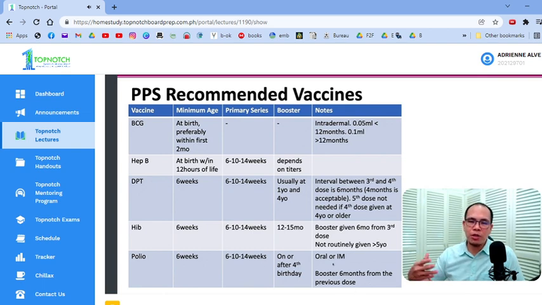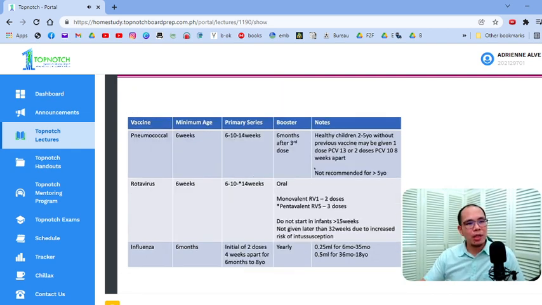Okay? So 6, 10, 14, and then after 6 months, usually nag-booster yan. So in the health center, what do they do? Yung strategy nila, 3 oral, tapos nagbibigay sila ng isang injectable. Pneumococcal like HIB, it's not recommended for more than 5 years of age. For healthy children, 2 to 5, without previous vaccine, they may be given 1 dose of PCV13 only.